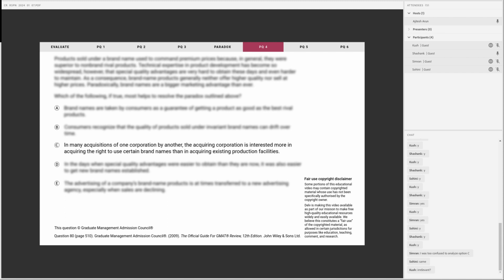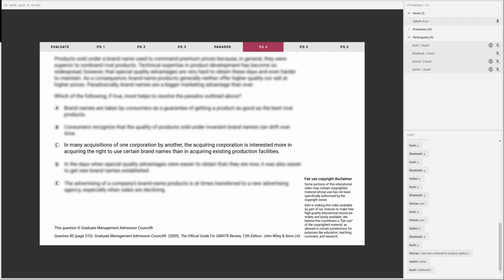Kush is saying irrelevant. Yes, Kush, it is irrelevant, but can we go one step deeper over there? Why is it irrelevant? Okay, so let me try. Because we are talking about customers and not how other corporations perceive brand names, right? At a high level, that is correct. Yes. So this is why in the beginning when we were discussing the stimulus, we made it a point to fix that second situation firmly in our minds.